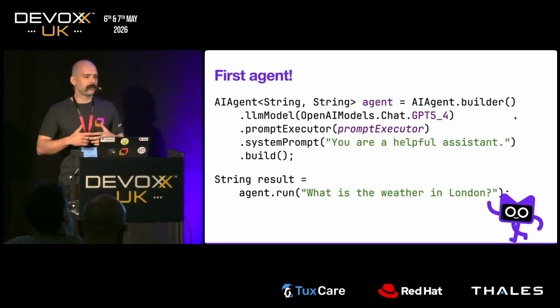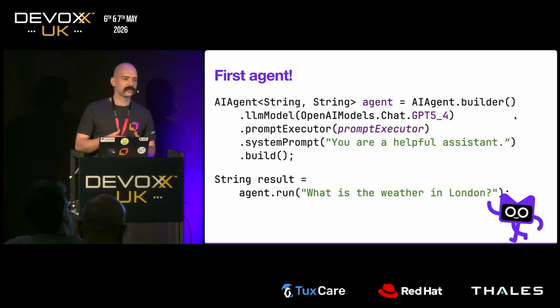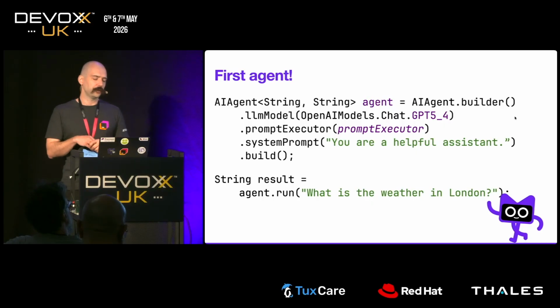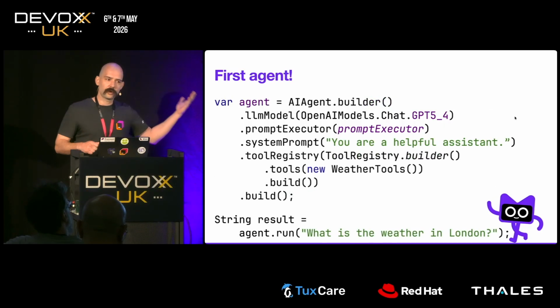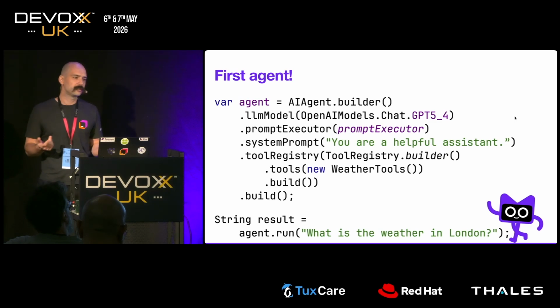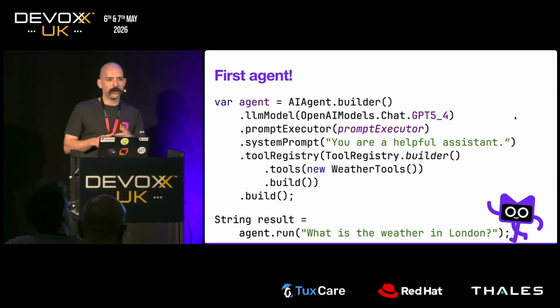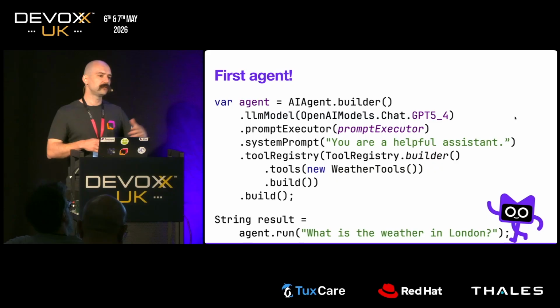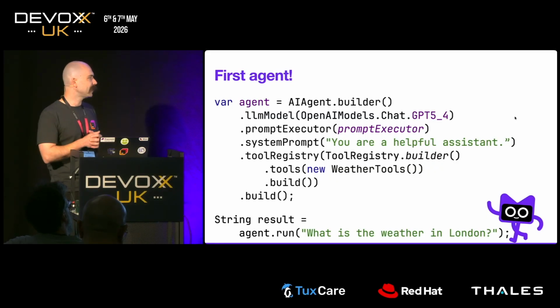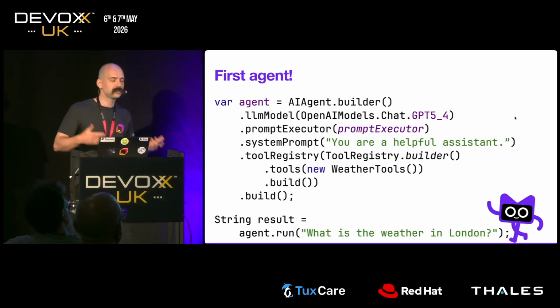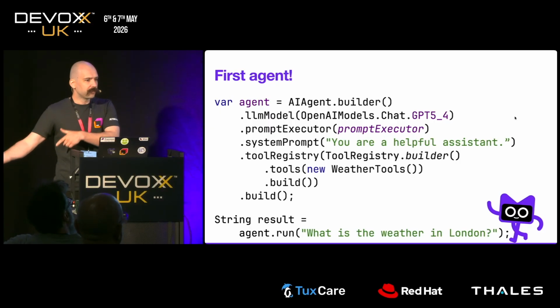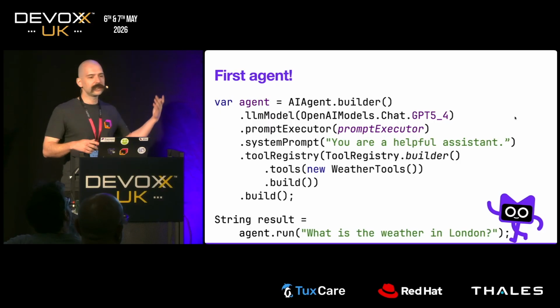Well, sadly, it can never accurately be answered because the LLM has no idea of the current weather in London. So to solve that problem, we give tools to the agent, and we do that by using a tool registry. And in the tool registry, we can register all different kinds of tools. And now that we've given it weather tools, it can actually fetch the current weather information for London, and it can give us an accurate response.